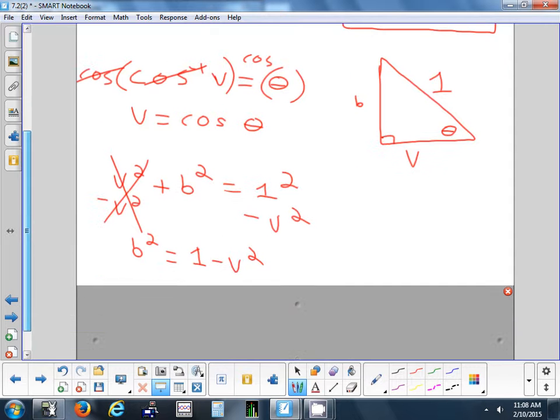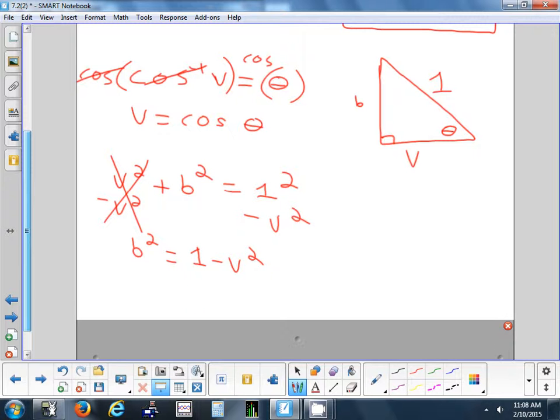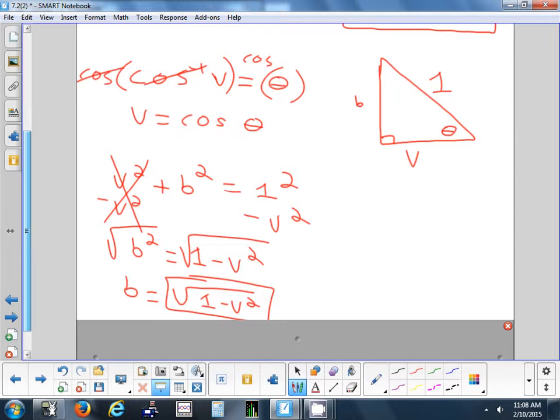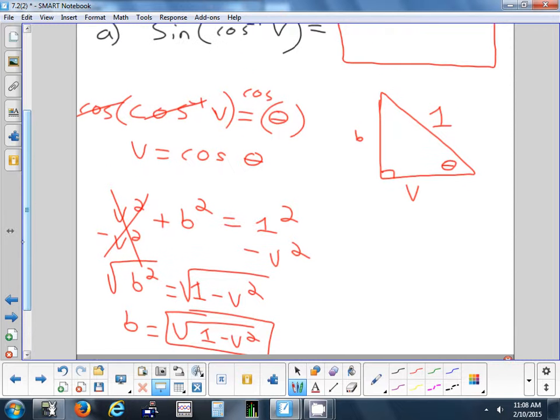My last step, Jill, how do I get rid of that exponent on b? Square root of both sides. Yep, take the square root of both sides. So b is the square root of 1 minus v squared. Okay, so let's fill that in. Now this diagram is going to be the key to finishing the problem. This is all we need now.